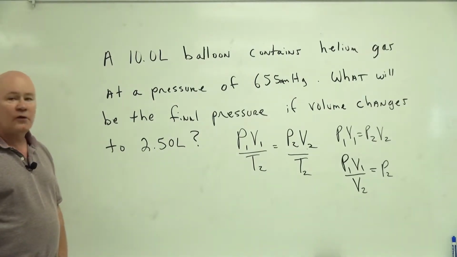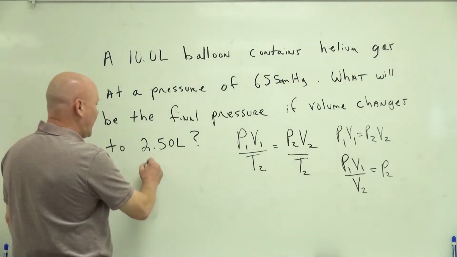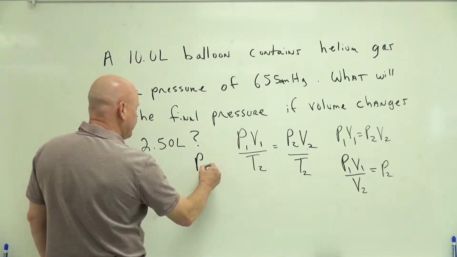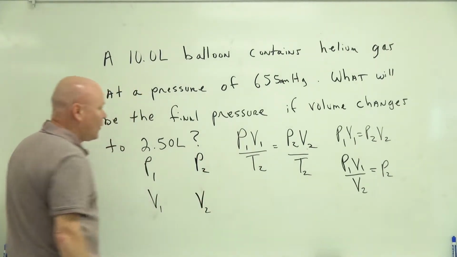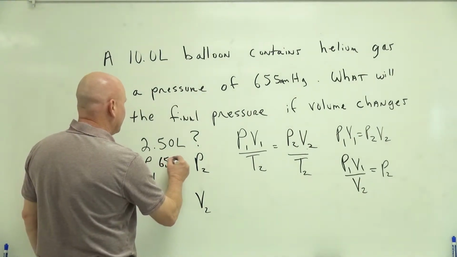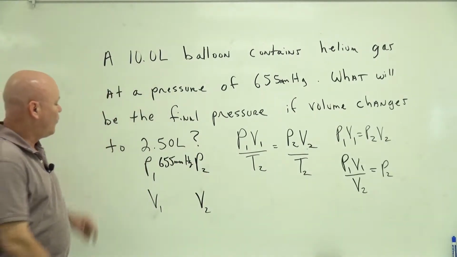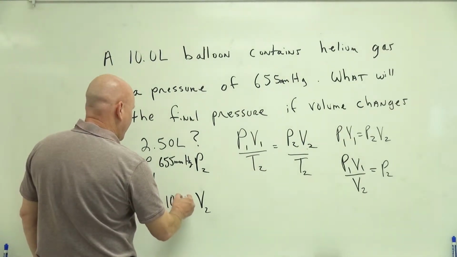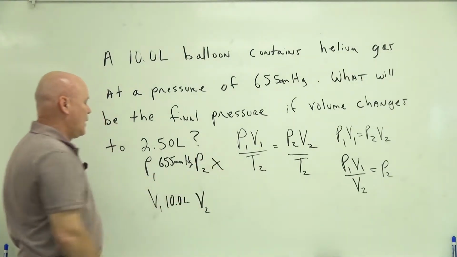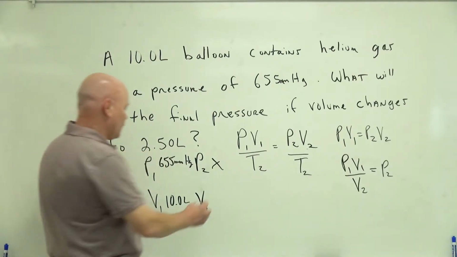Now, the next thing that we want to do is we want to make a table. So let's go ahead and make a table of the variables that we have. So we got a P1, we have a V1, we have a P2, and we have a V2. What's P1? Well, there's pressure 655 millimeters mercury. And what's V1? Well, V1 was 10.0 liters. What's P2? I don't know. And what's V2? Well, V2 changes to 2.50 liters.